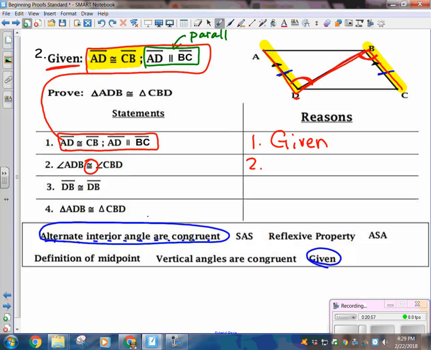Since they're Z-shaped angles, those Z-shaped angles are what I ended up with. If I trace my red lines, there's a Z-shaped angle. So this is the answer. Alternate interior angles are congruent. All right, good enough. Alternate interior angles are congruent. Okay. Number 3. So 2 statements down, 2 to go.